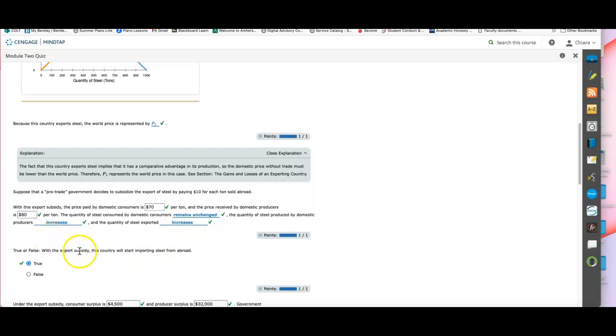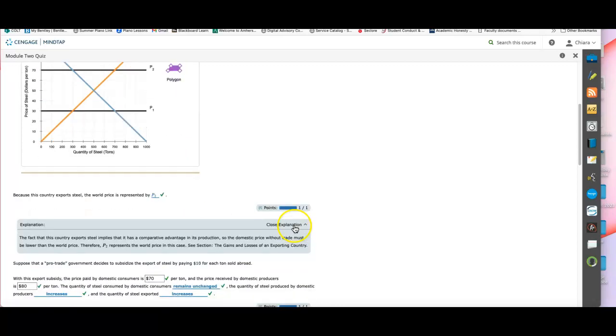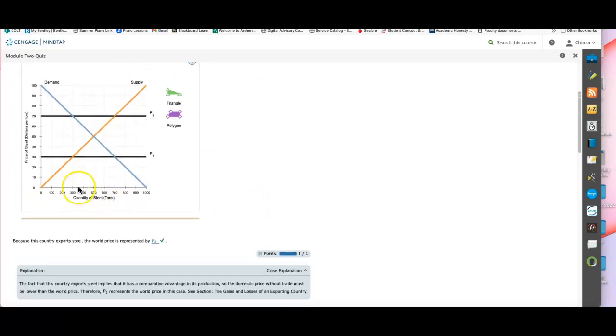With the export subsidy, this country will start importing steel from abroad. That is true. Yes, we are going to export more, but now we need to import the steel for our domestic consumers, because the companies will not sell it for $70 if they can get that subsidy of $10. So now we're going to import this amount. 300 tons of steel are going to be imported, and then 700 tons of steel are going to be exported at the price of 80.